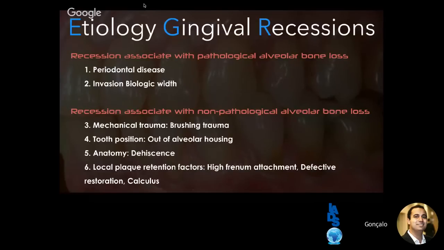Before we think about the treatment, we have to understand the etiology behind gingival recessions. I like to divide the etiology of gingival recessions in two groups. First, we have the recessions associated with pathologic alveolar bone loss, which includes periodontal disease and invasion of the biologic width. And then we have recessions associated with non-pathologic alveolar bone loss. Let's have a look at each one of these etiologic factors.